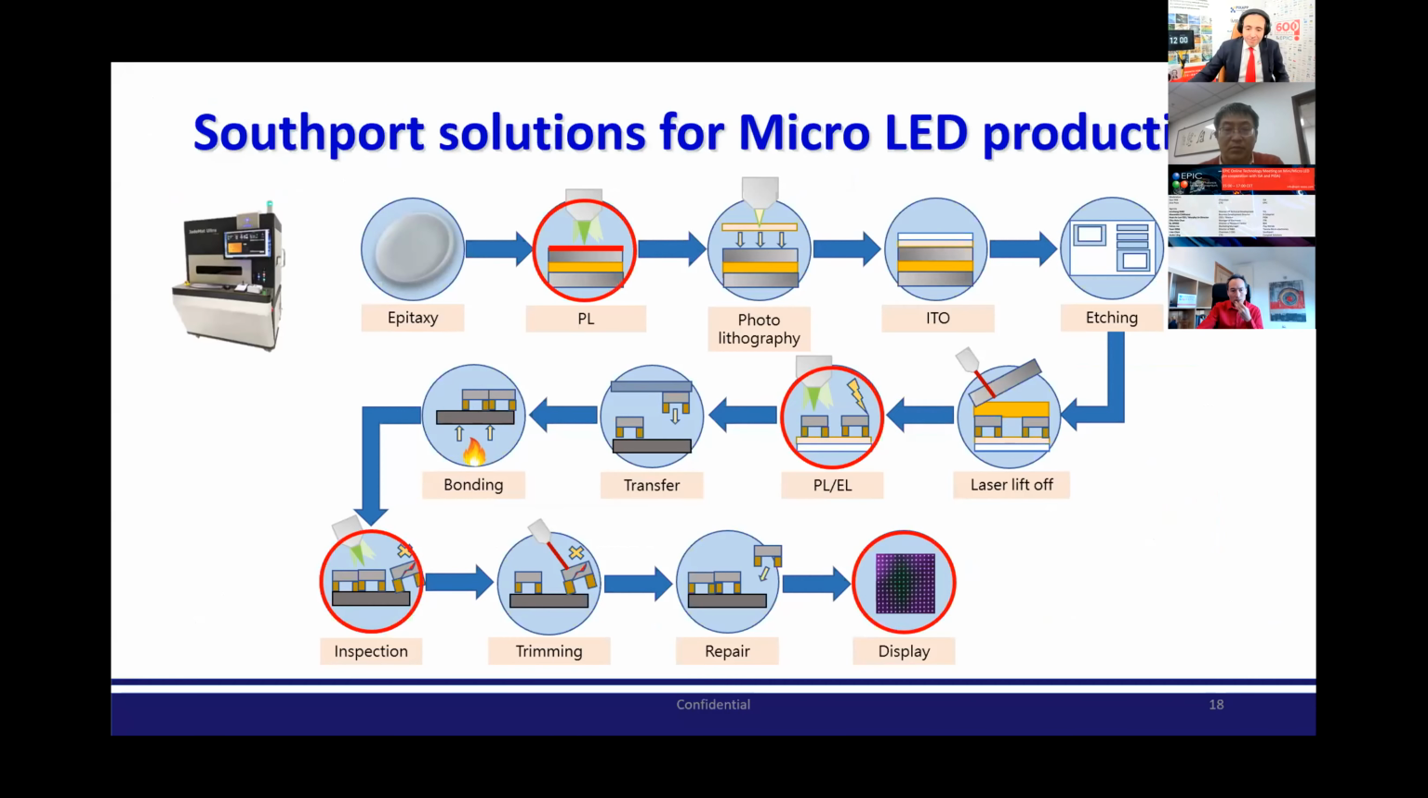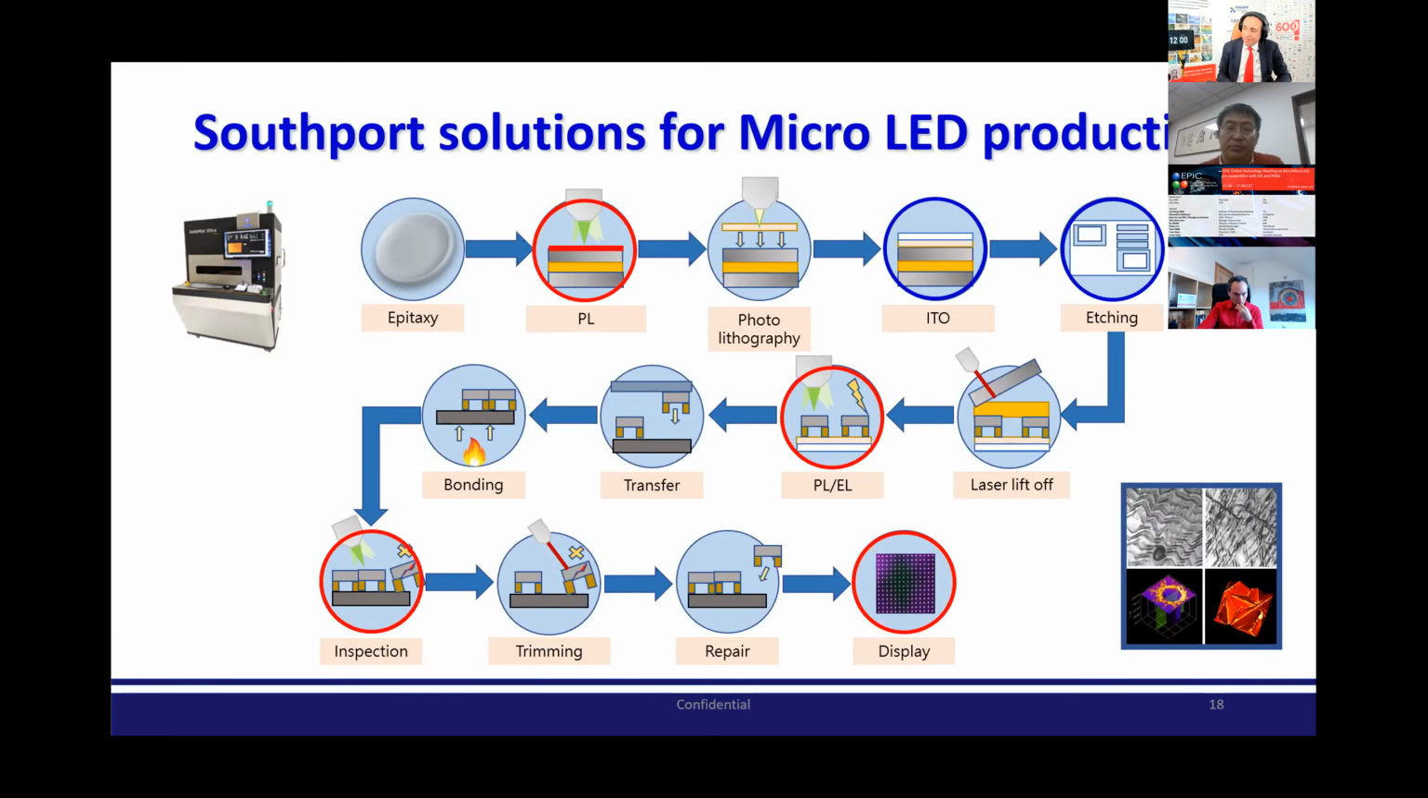With our material analysis system, we can do the PL, EL, and the optical inspection you want. With our micro 3D module, you can do the inspection on the ITO film or the surface morphology after the etching process. With our multi-pulse laser system, we can provide a better way to control your laser spot for the laser lift-off and laser trimming process.